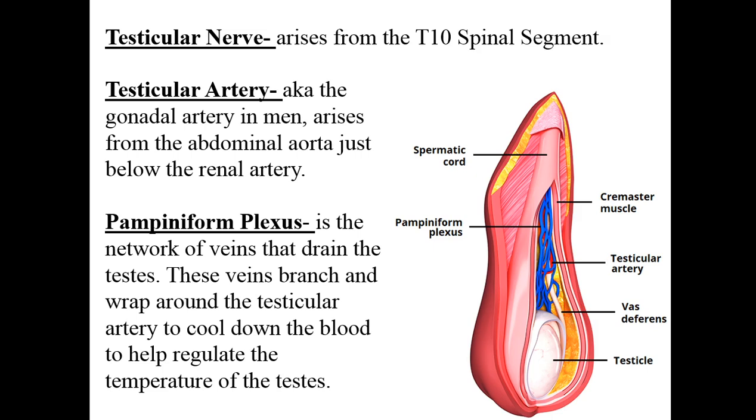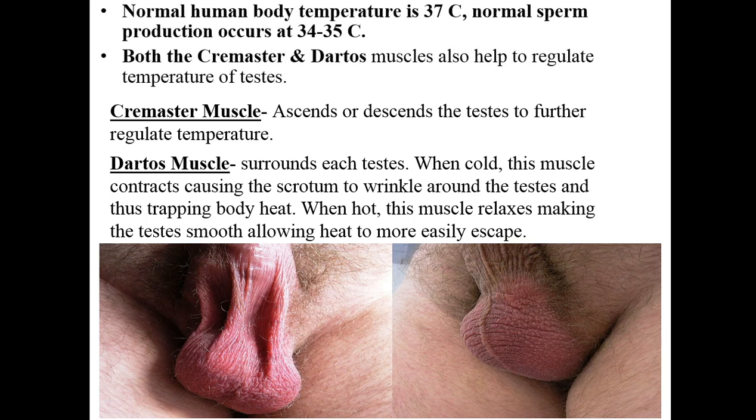And so we can see in our picture there just a little piece of the red testicular artery popping out. But most of it is this blue, that pampiniform plexus. And we see how it branches and completely wraps around and envelops the testicular artery, cooling the blood down before it gets there. And we need to cool it down. Our normal human body temperature is 37 degrees Celsius, but normal sperm production occurs actually at 34 to 35 degrees Celsius. So we need the testes to be 2 to 3 degrees cooler than our body temperature.